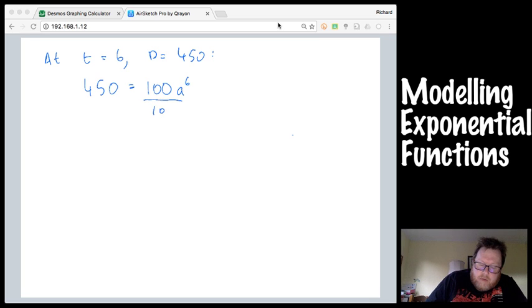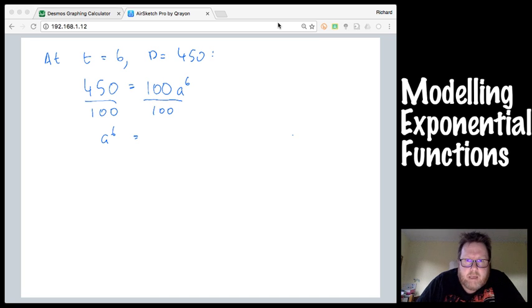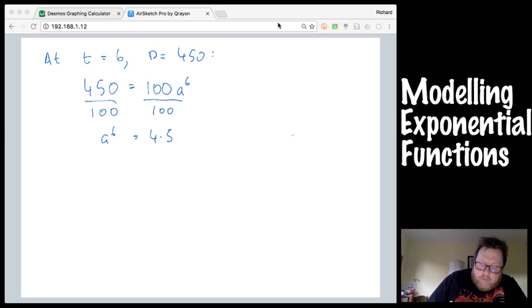Divide this by 100, and therefore divide this by 100, and I get a to the power of 6. I'll just write it as a decimal. So 450 divided by 100 is 4.5. So what's a? Well, if I take the 6th root of a to the power of 6, I get a. So a is the 6th root of 4.5.